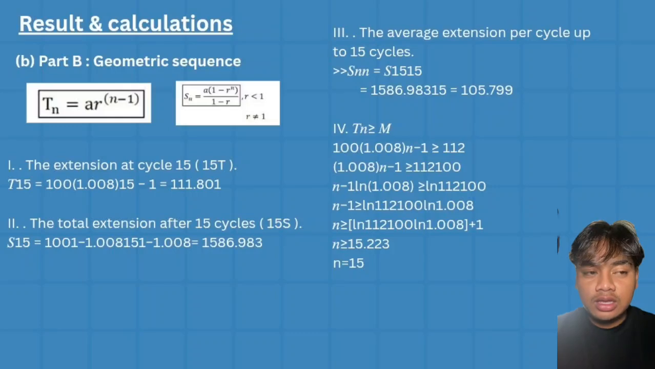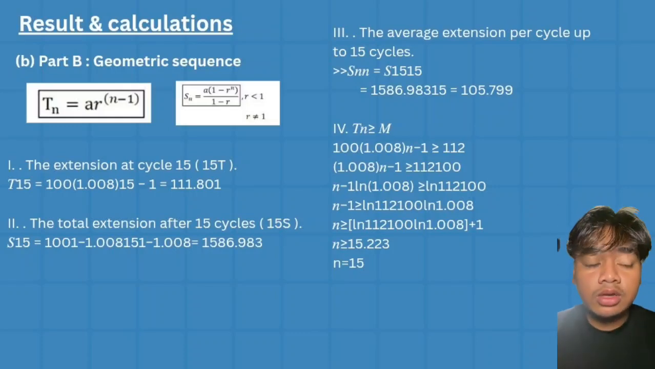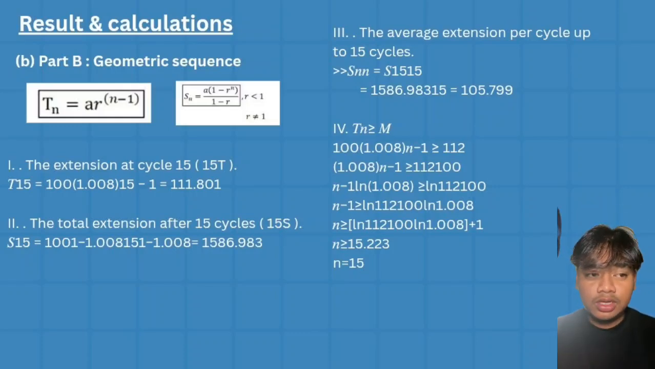So for the last question, is Tn greater than or equal to M. So 100 will be times with 1.008. There we just put the ar to the power n minus 1 formula. Then we got greater than or equal to 112. So that n minus 1 will be converted to ln. Then it will be times with 1.008.